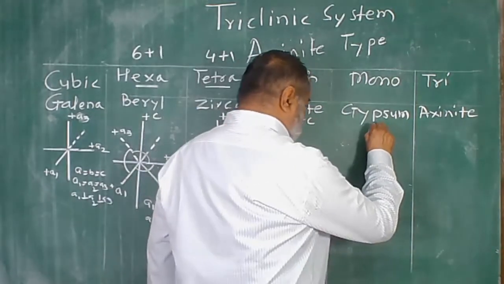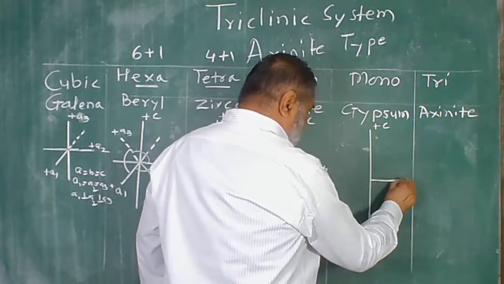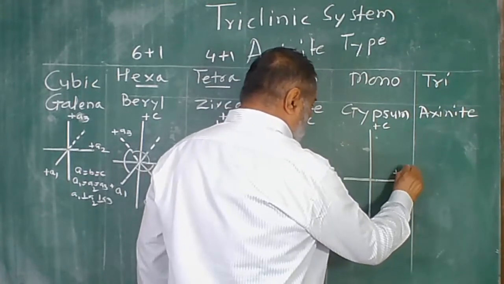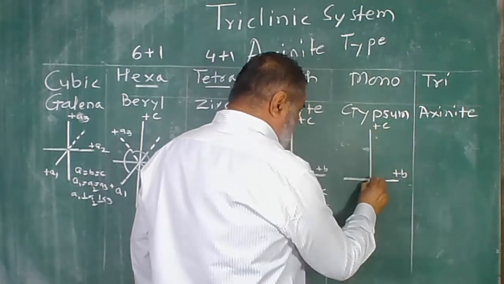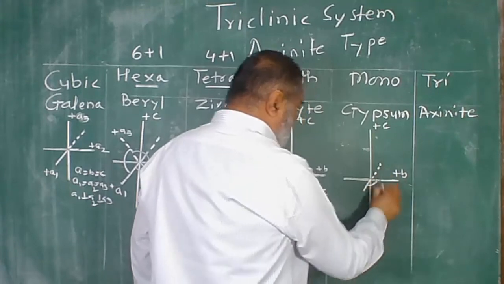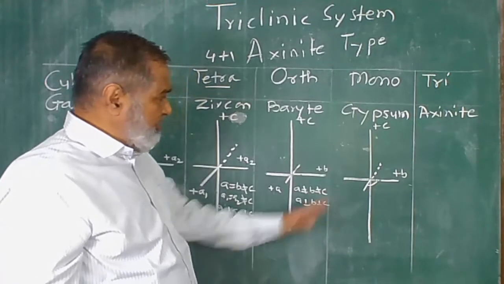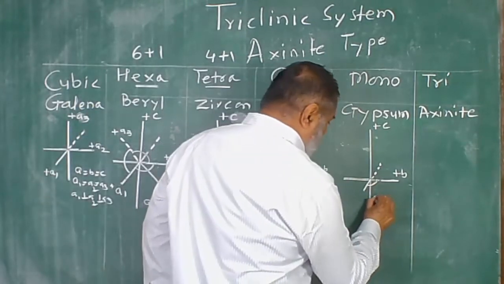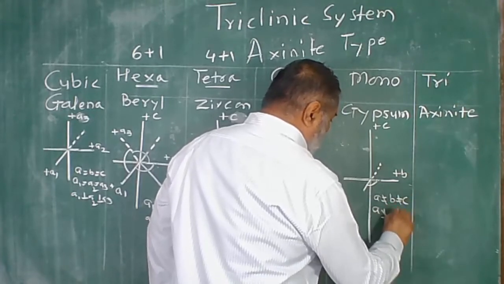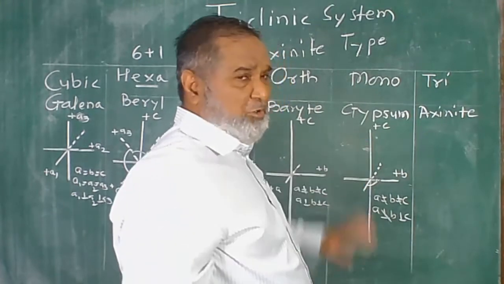Now monoclinic system: again C is the longest one, B as usual is intermediate, running from right to left, so it will be the B axis, and this is the C axis. Now the A axis is inclined, it is the shortest one, but makes an angle, the beta angle, with the B axis. So A is not equal to B, B is not equal to C, A is not perpendicular to B, but B is perpendicular to C.